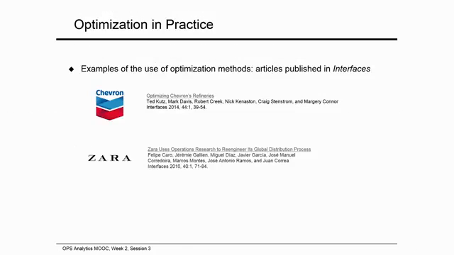A journal called Interfaces publishes articles on actual business applications of analytics techniques. Interfaces articles is a great source of practical knowledge about how to identify analytics opportunities, how to build the models, and how to implement them. Here we pick two examples. The first article is about optimization of profits from refinery operations at Chevron, one of the world's largest integrated energy companies. The second is about applying analytics tools, including optimization, at one of the world's leading fashion retailers, Zara.